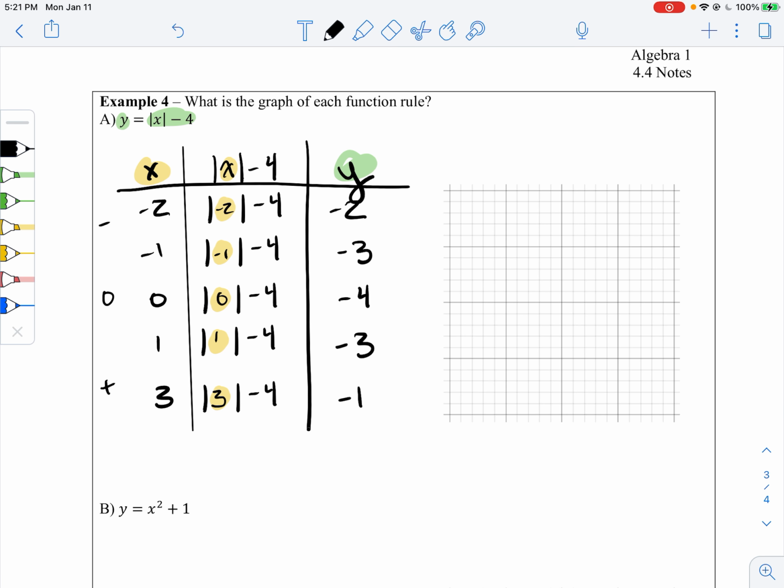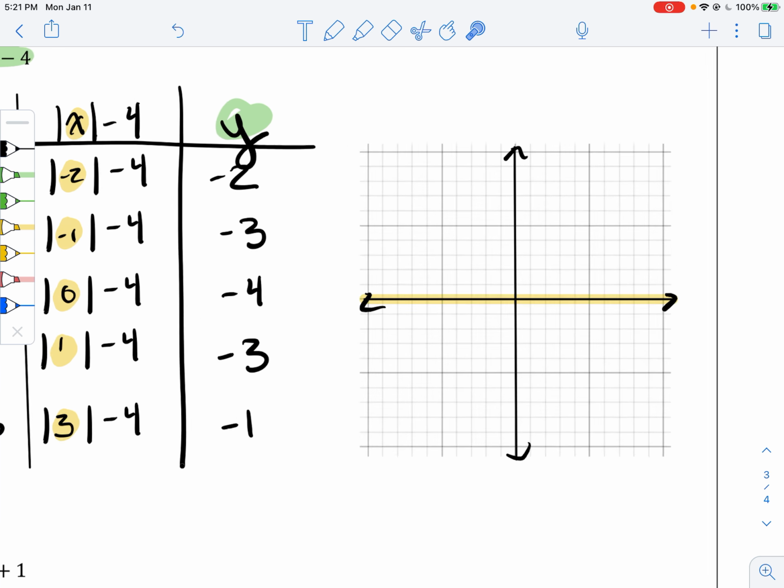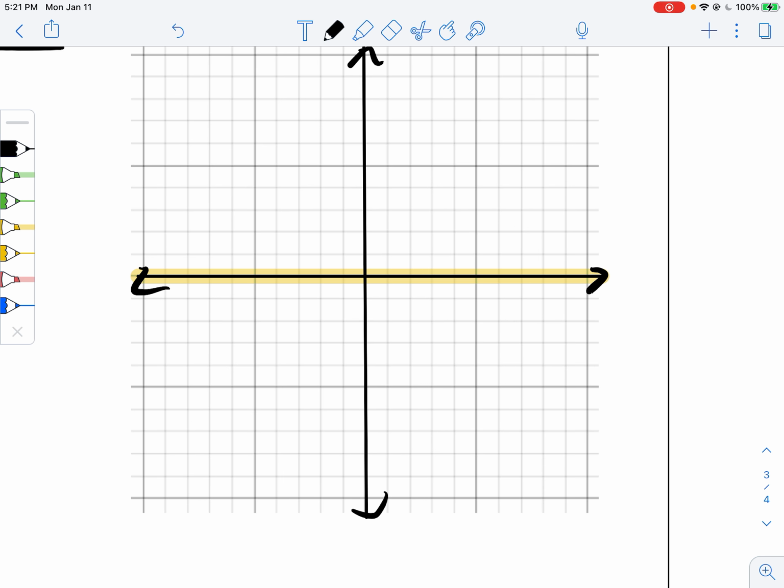But oh well. Now let's make our x and y axes. And this time, they didn't come with numbers. We need to put some numbers on here. How do I know what numbers to use on my x-axis? Well, I look at my x numbers. They go from -2 up to 3. Since I put this in the middle, I'll go -2, 2, 4. Okay, cool.